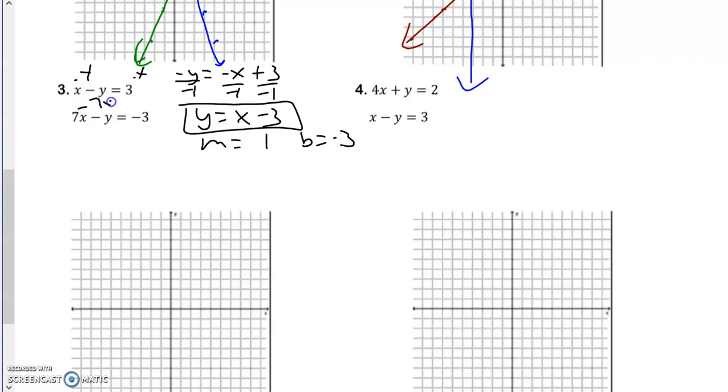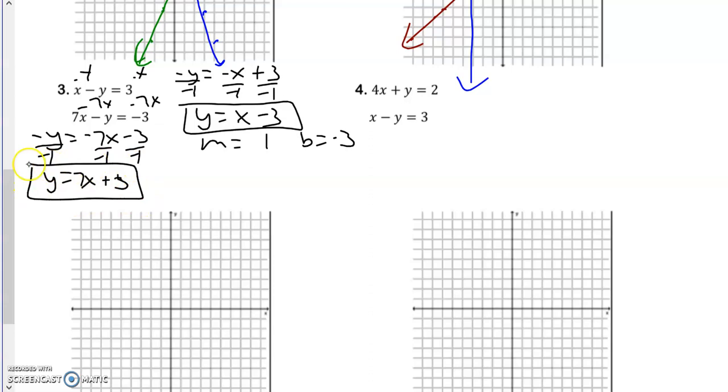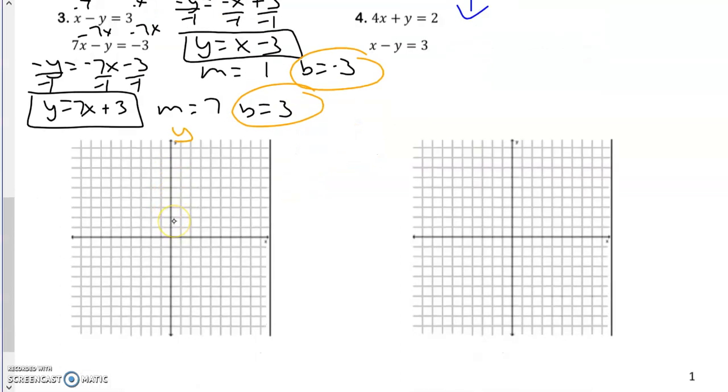On this one, I'm going to subtract 7x. I get -y equals -7x minus 3. I'm going to divide by -1, and y equals 7x plus 3. And my m is 7 and my b is 3. Again, I like to circle my b. We always start on the y.